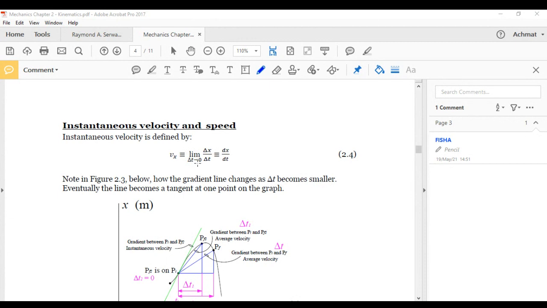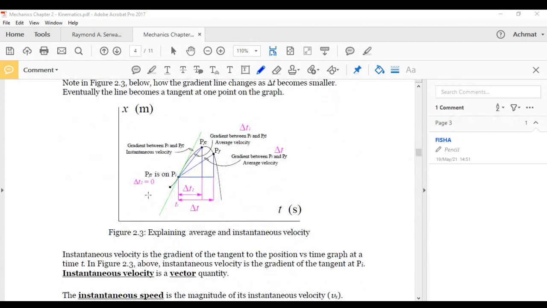Right, and remember this here is also a gradient. The limit effectively is a gradient of a graph. Okay, so what is this gradient? From schoolwork, you should know that this dx by dt, or the instantaneous velocity, should actually be, as we will see now, the gradient of the tangent at a particular point on the graph.